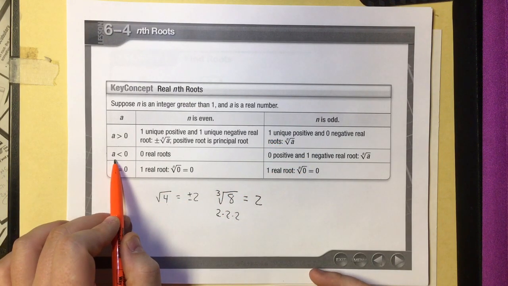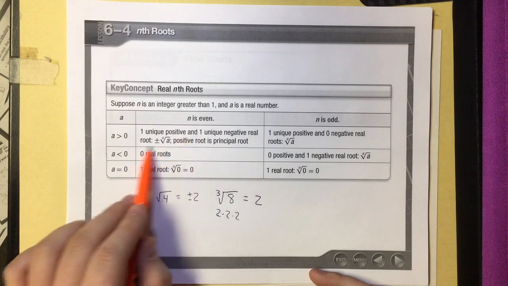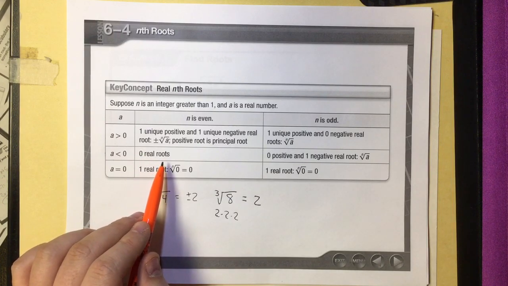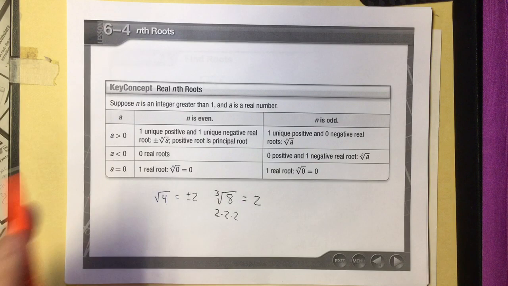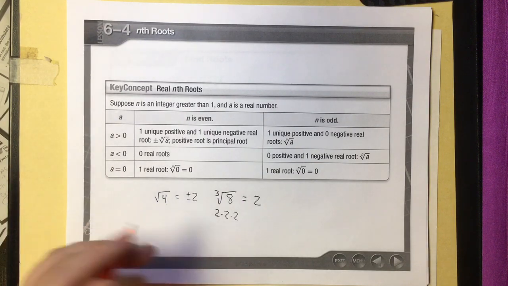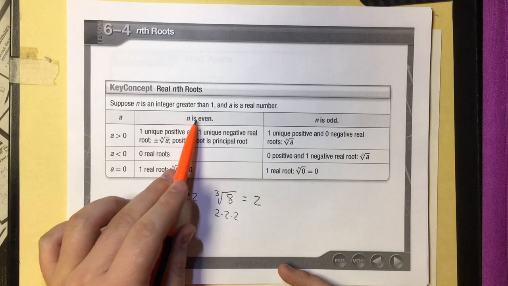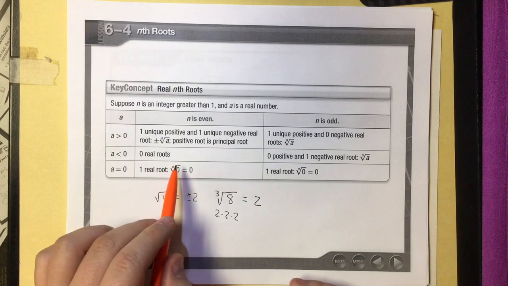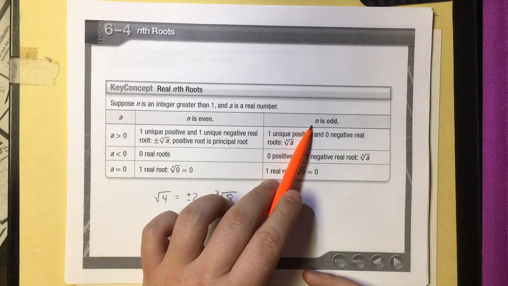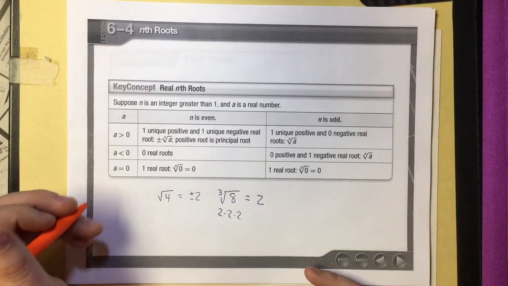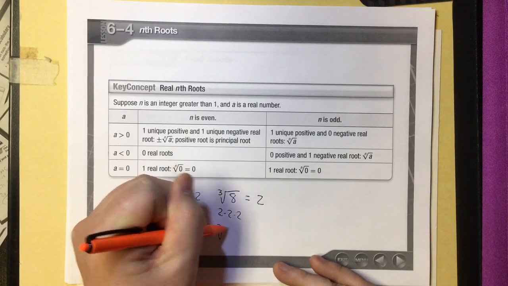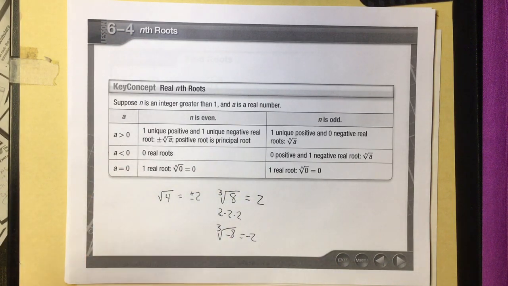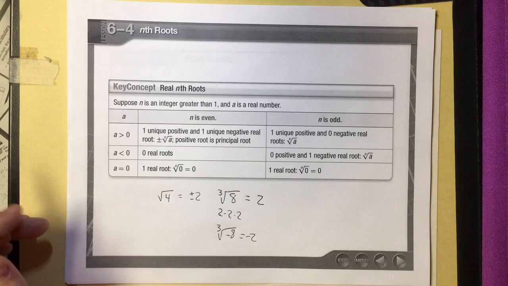If a is negative, and you're doing an even root, you're going to have 0 real answers, because you can't do a square root or a fourth root or a sixth root or eighth root and get a negative, because you're always going to have either negative times negative or positive times positive, and you're never going to get a negative number. So if n is even, you're not going to get real answers for negative numbers. If n is odd, it is just fine to get a negative number. Like we could do the third root of negative 8, and that is going to be negative 2, because negative 2 times negative 2 times negative 2 would give you negative 8.